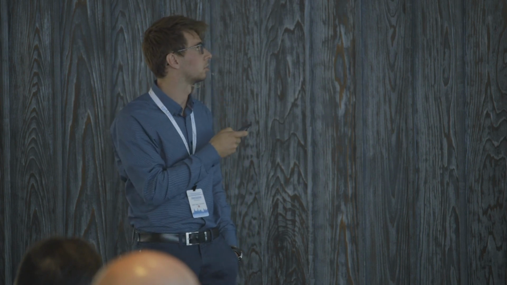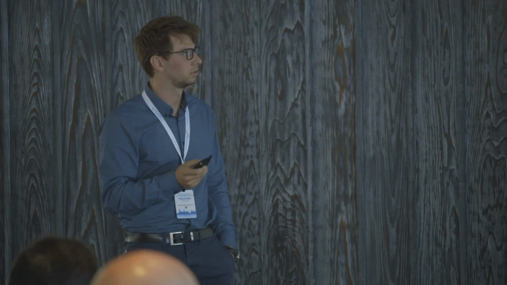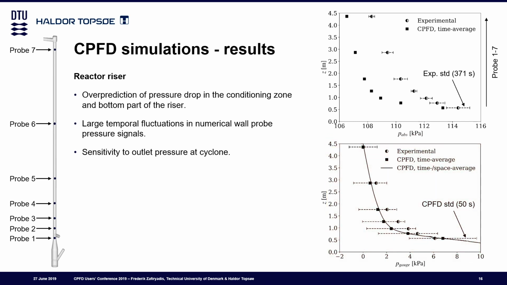And that also sets a ground level for what the pressure is at the top of the riser. So there's some sensitivity to the outlet pressure at the cyclone. But if we normalize that and take a gauge pressure relative to the pressure at the top of the probe 7 here, then we get something that looks a lot neater at least. So we're capturing some of the trends. Of course, there are still some problems with the bottom part here.